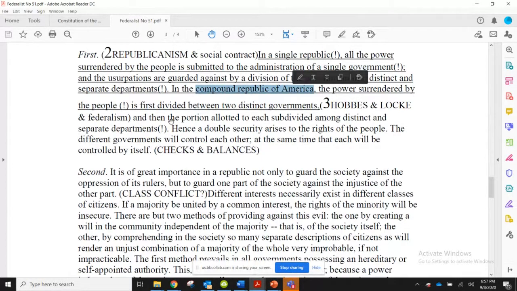Hence, back to Federalist 51, a double security arises to the rights of the people. The different governments will control each other, and at the same time, each will be controlled by itself. That then is why you have checks and balances. Why are there checks and balances? To secure the rights of the people by making sure that the government is structurally designed to control itself.